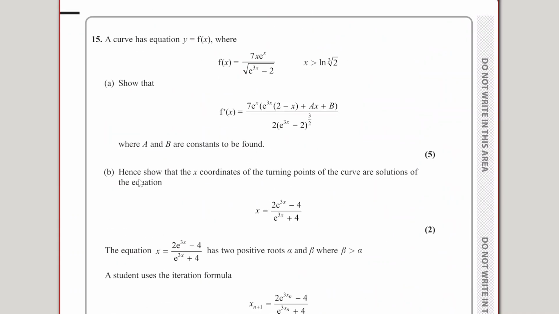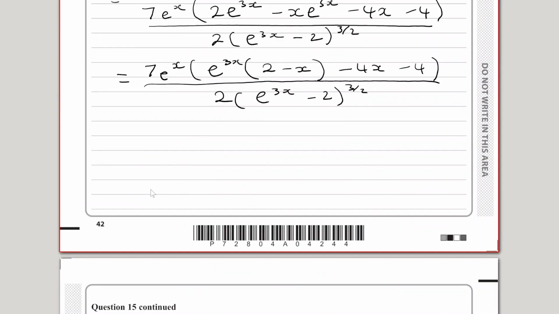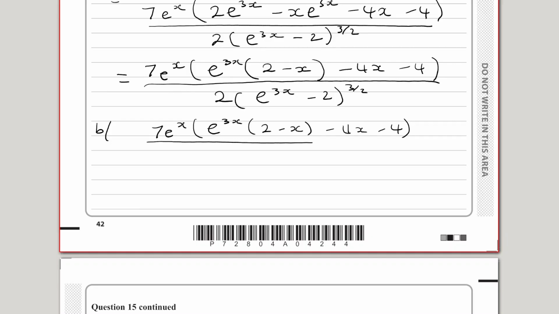Okay, part B. Hence show that the x coordinates of the turning points of the curve are solutions to the equation. So the turning points are where the gradient, which is what we've just worked out, equals 0. So this gradient that we just worked out is going to be equal to 0.